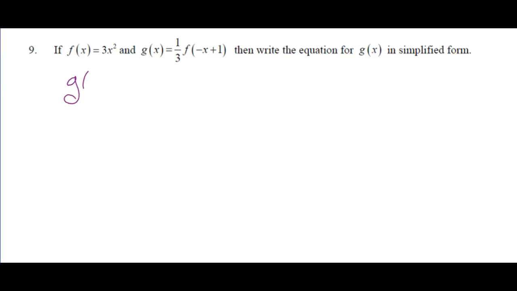Okay, what's g of x? It's 1/3 f of negative x plus 1. But what's f of x say to do? It says take whatever's in the brackets, square it, and multiply it by 3. So then take whatever's in the brackets. So it's going to be 3 times whatever's in the brackets.